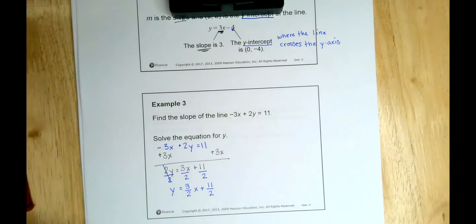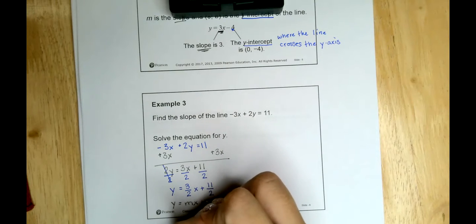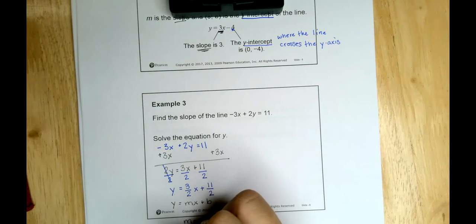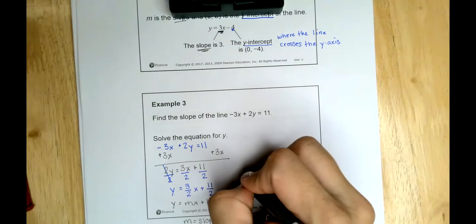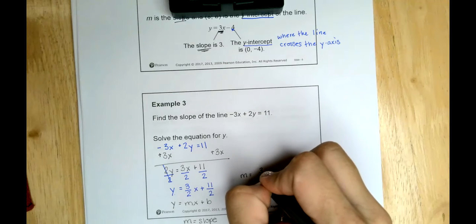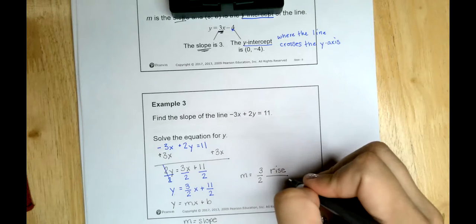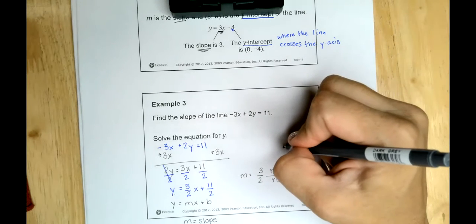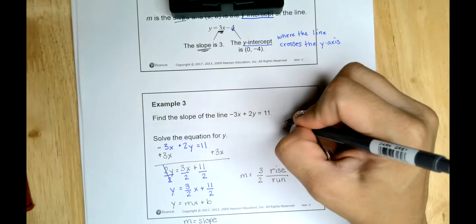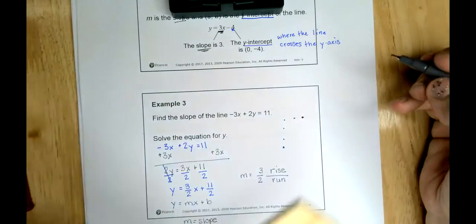Find the slope of the line. So that is in slope-intercept form, which is y equals mx plus b, where m is the slope. Right? So our slope is positive 3 halves. That means we go up 3 and then we go to the right 2. 1, 2, 3, 1, 2 will be our next point, and then we would make a line.